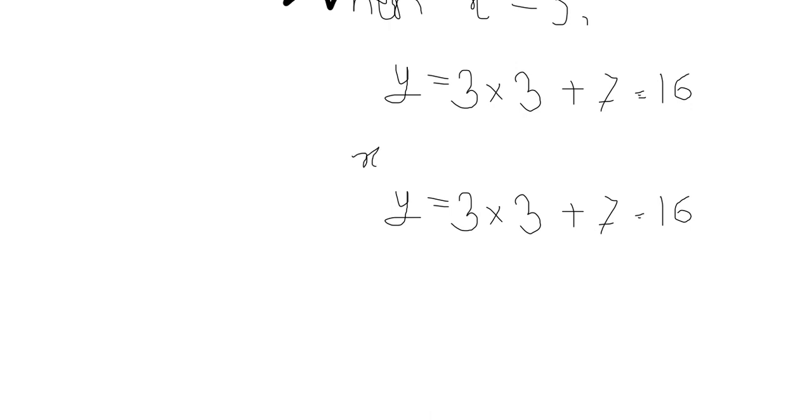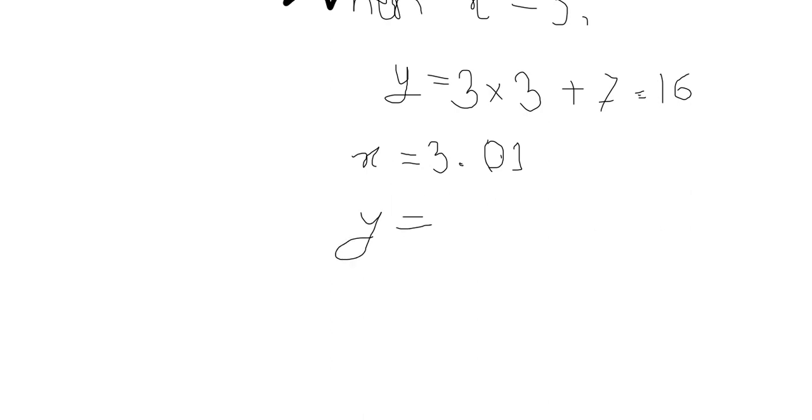When x equals 3.01, the value of y will be 3 into 3.01 plus 7. This gives you 16.03.